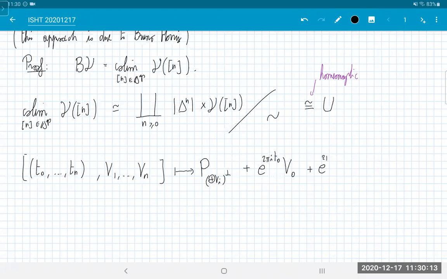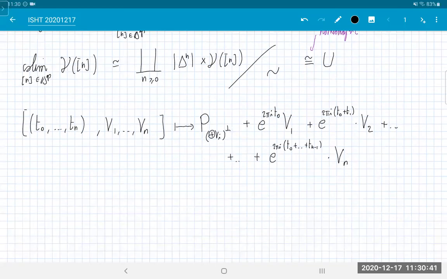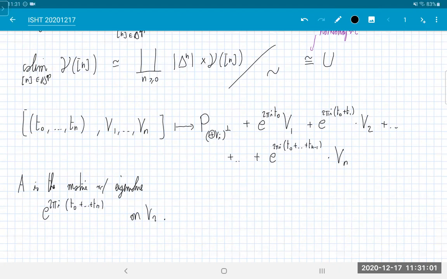And then e^(2πi(T0 + T1)) on V2. And then you go e^(2πi(T0 + ... + T(n-1))) on Vn. And so essentially A is the matrix with eigenvalue e^(2πi(T0 + ... + T(r-1))) on Vr. That's the matrix.